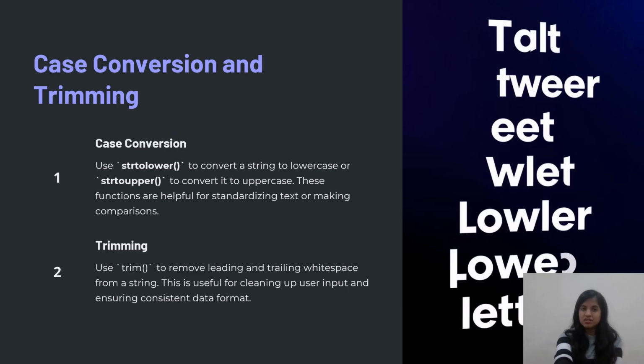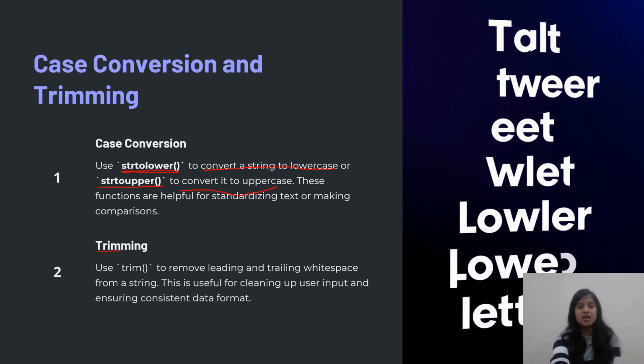Another function we have is case conversion and trimming. केस कन्वर्जन मीन्स होता है यूज एस टी आर और लोअर. लाइक इस फंक्शन को हमको इस तरीके से लिखता है. Here you can see I can use the pen, like ये आप देख सकते हैं कि अगर हमने ये एस टी आर ओ एल ओ आर ऐसा कुछ लिखा है तो इससे क्या होगा, to convert a string to a lower case, ये स्ट्रिंग को लोअर केस अल्फाबेट में कन्वर्ट कर देता है. If we have used this function, so it converts it to uppercase, and these functions are helpful for standardizing text or making comparisons.